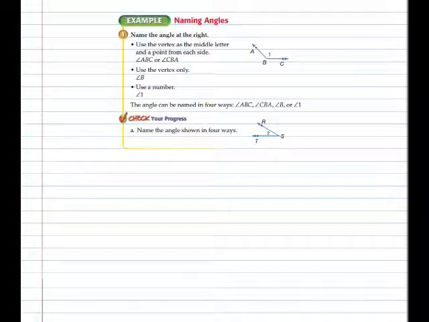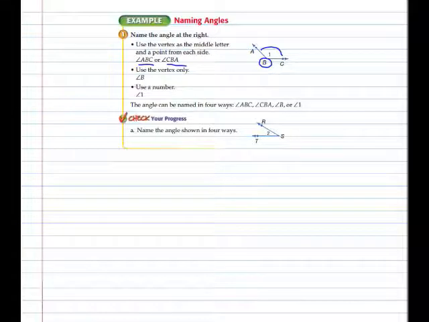Name the angle at right. Use the vertex as the middle letter and a point from each side. So angle A, B, C, right here, notice the vertex is in the middle. C, B, A, again, vertex in the middle. Two points and the vertex in the middle. Vertex only, this is angle B, because it's the only angle at this vertex. We could also call it angle 1. An angle can then be named in 4 ways.